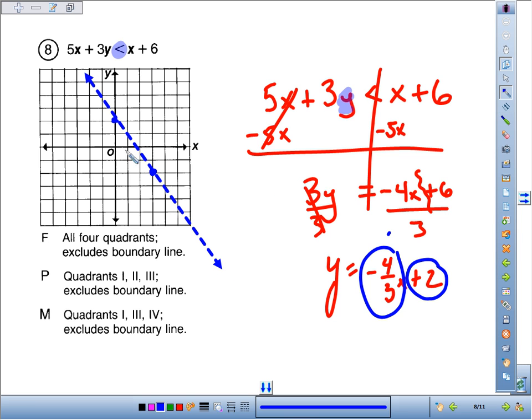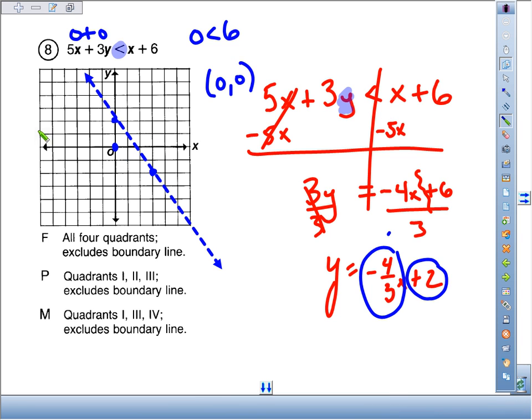So test a point. As long as 0, 0 is not on the line, go ahead and test it. 5 times 0, plus 3 times 0, well, that's still 0. Is 0 less than 0 plus 6? And the answer is yes. So since the point 0, 0 works, we want to shade that entire side of our boundary line.